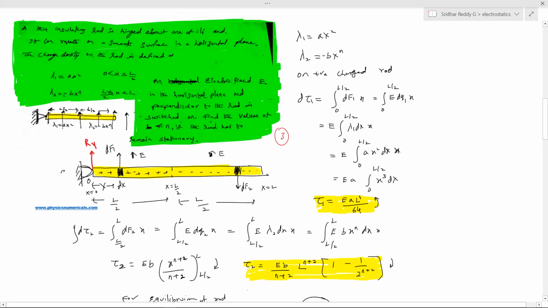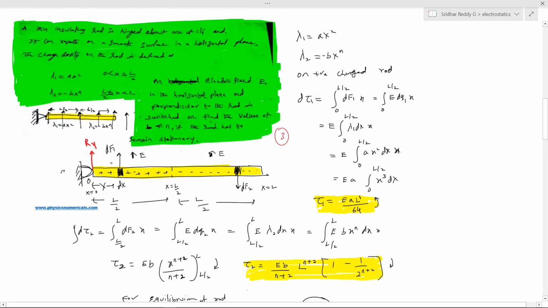What do you mean by the negative sign here? Negatively charged. The first half is positively charged and the second half is negatively charged. Then we have a uniform electric field directed in the plane and perpendicular to the rod, which is switched on. Find the values of b and n if the rod has to remain stationary.